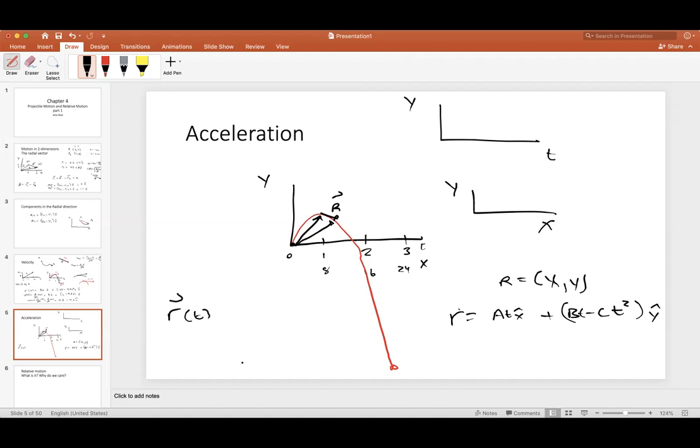But note that we can also take them apart, and we could use the r function and the y function. Let me write those as small r's. So we could do r of x and r of y and solve those by themselves, where this is just a t in the x hat, and this is b t minus c t squared in the y hat. And our position at any time is these two things added together, right?